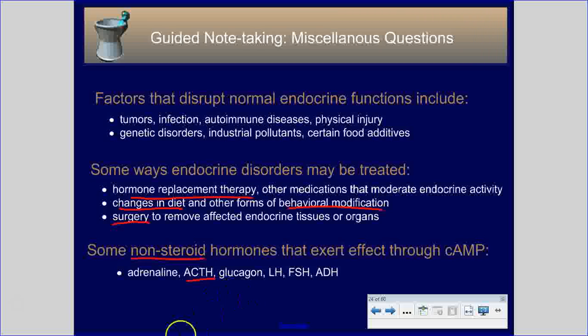Now, a few examples of the non-steroid hormones we saw in the first video lesson. Adrenaline acts as a non-steroid hormone. It's made of bits of protein, so amino acids. Adrenocorticotropic hormone, ACTH, is another, which is released by the pituitary gland. Glucagon, the pancreatic hormones. Luteinizing hormone, follicle-stimulating hormone, and antidiuretic hormone are all non-steroid or protein hormones. So they act by binding to a receptor on the outside of the cell and causing reactions to happen inside.